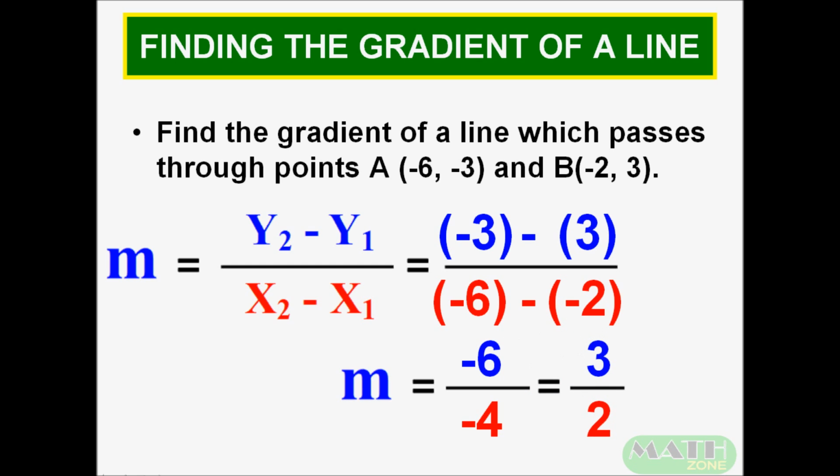When reduced, we will get 3 upon 2. So both methods do work in terms of getting the gradient of our line. So our gradient is 3 upon 2.